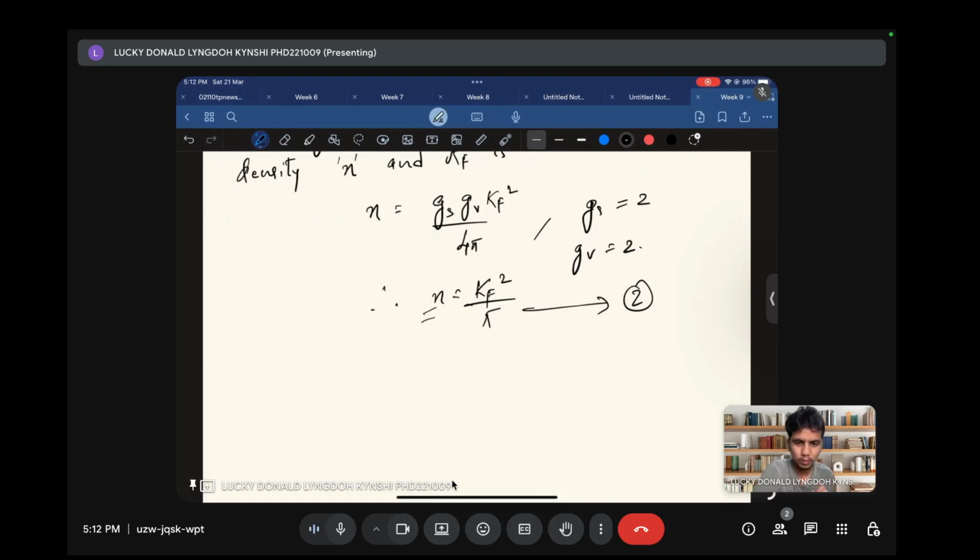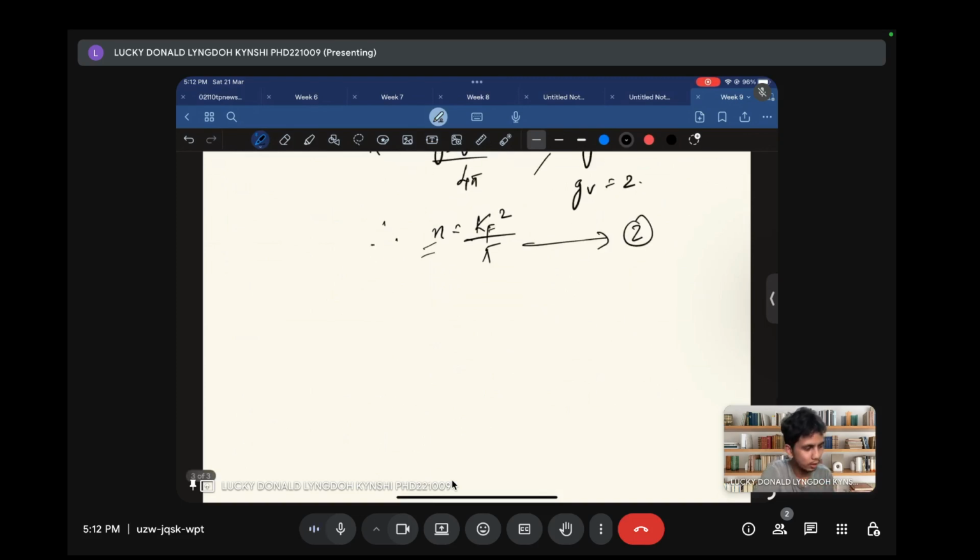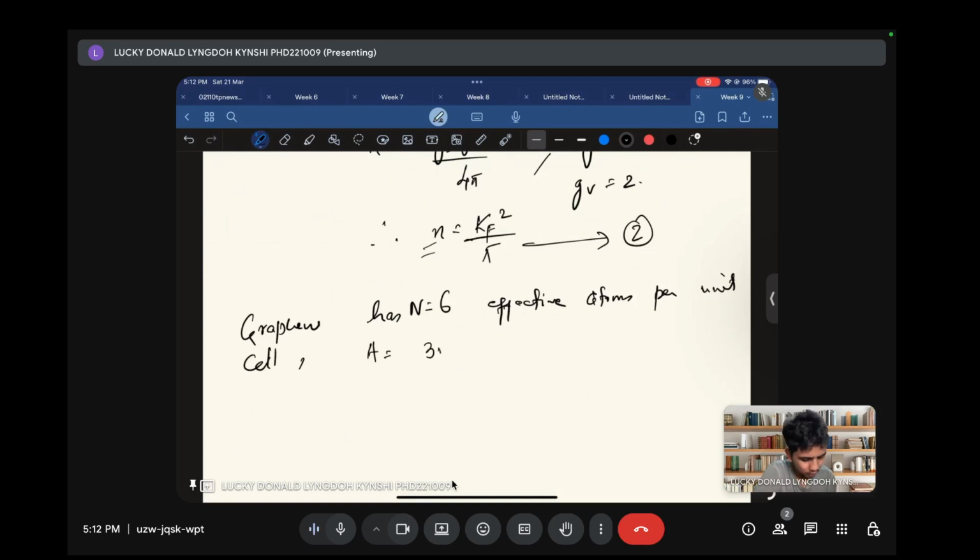So how do you get n now? kf is already given to you, n is also given to you, but here you have to calculate n per unit area. So graphene has 6 effective atoms per unit cell. Correct? Graphene has N equal to 6 atoms per unit cell, and with area A equal to 3 root 3 by 2 a square.